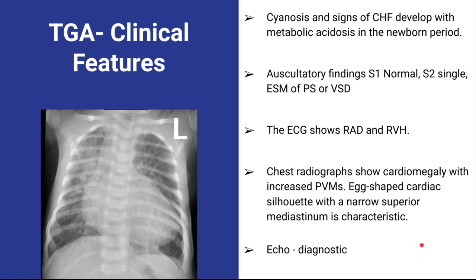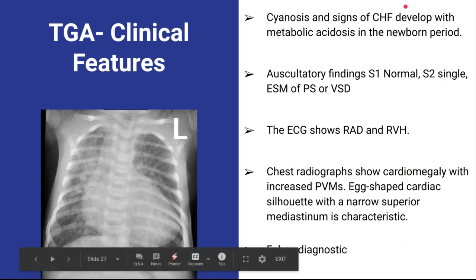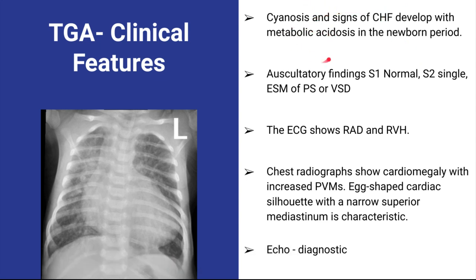So clinical features include cyanosis, CHF due to increased pulmonary blood flow, then metabolic acidosis due to parallel circulation, and auscultatory findings include the same as VSD-PS physiology or TOF: S1 normal, S2 single, and ejection systolic murmur of PS or VSD. So almost all cyanotic heart diseases have the same features: S1 normal, S2 single, ejection systolic murmur, and right ventricular hypertrophy.